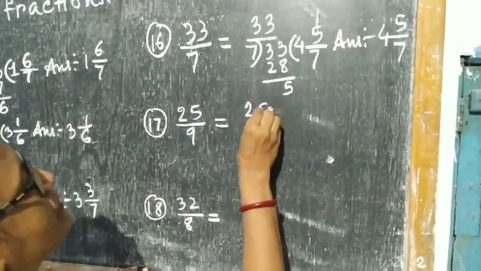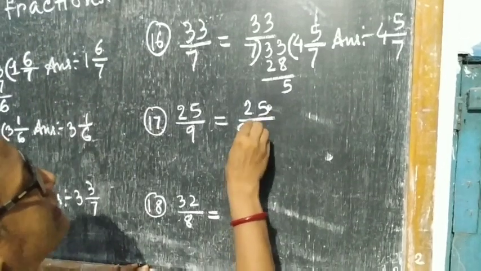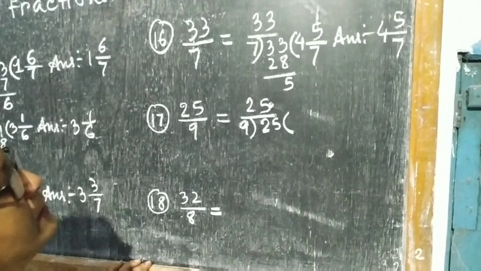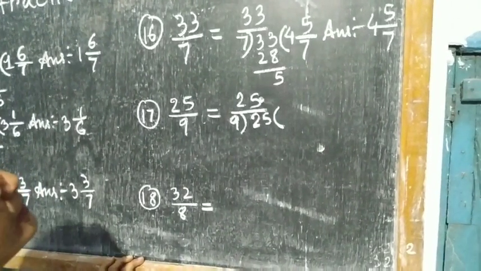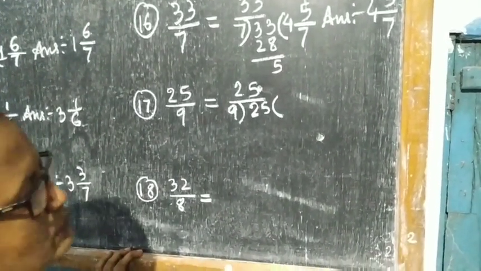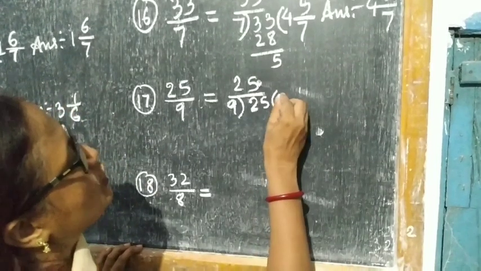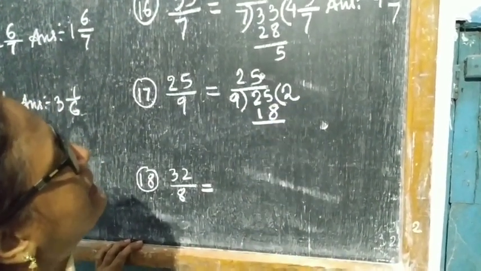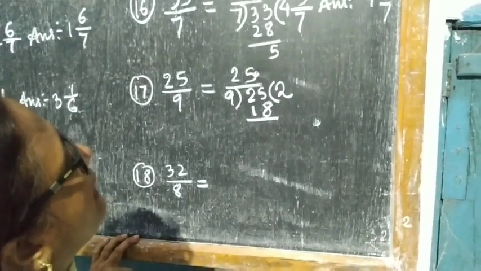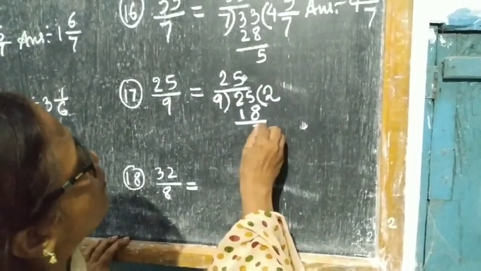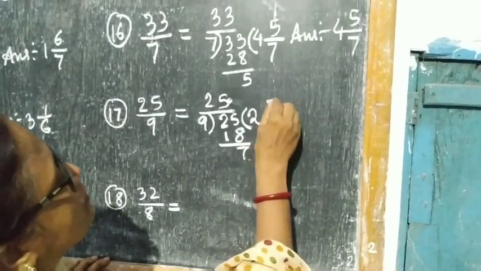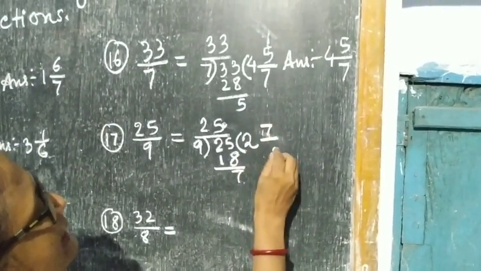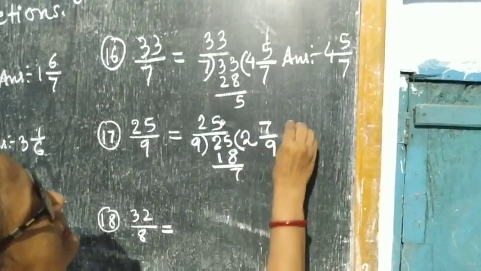Next, sum number 17, 25 by 9. So write 25 by 9. Now divide 25 by 9. 9 twos are 18 and 9 threes are 27. 27 is more. So you write 9 twos are 18. So now children, 25 minus 18, 7. 2 minus 2, 0. So 2, 7 by 9. So answer 2, 7 by 9.